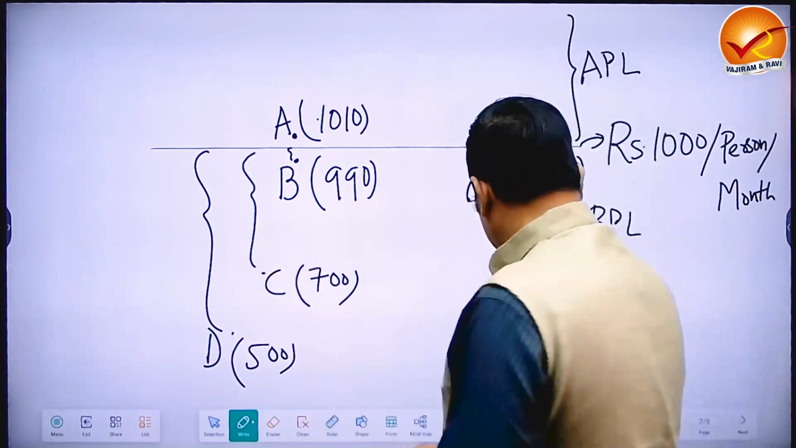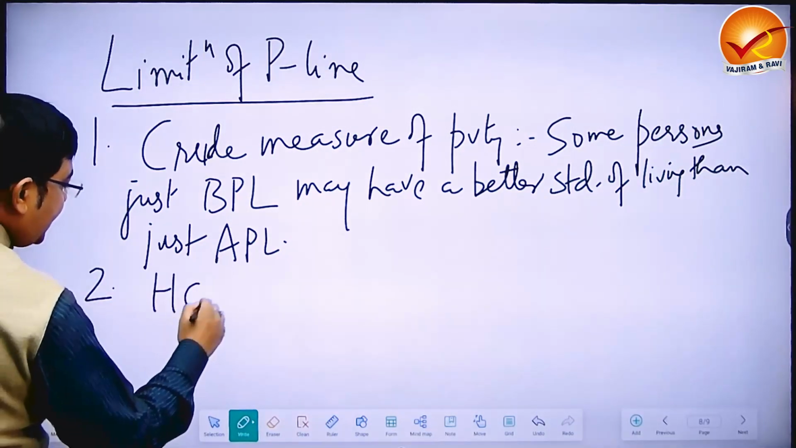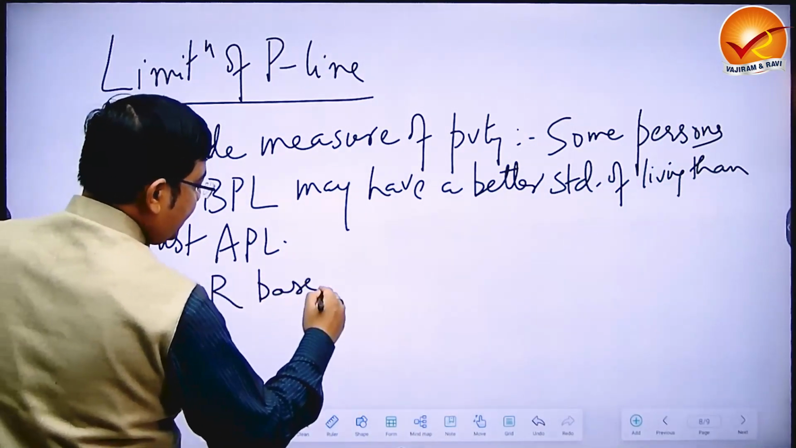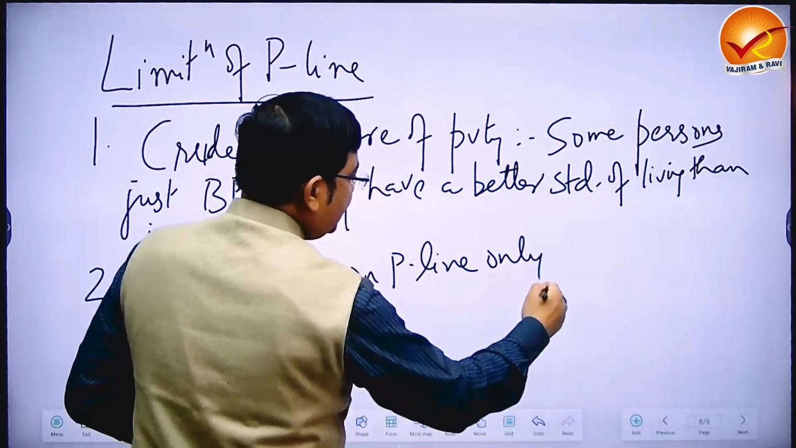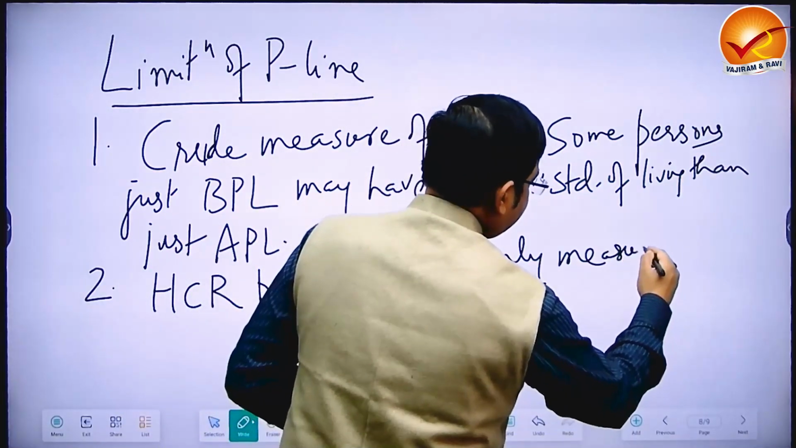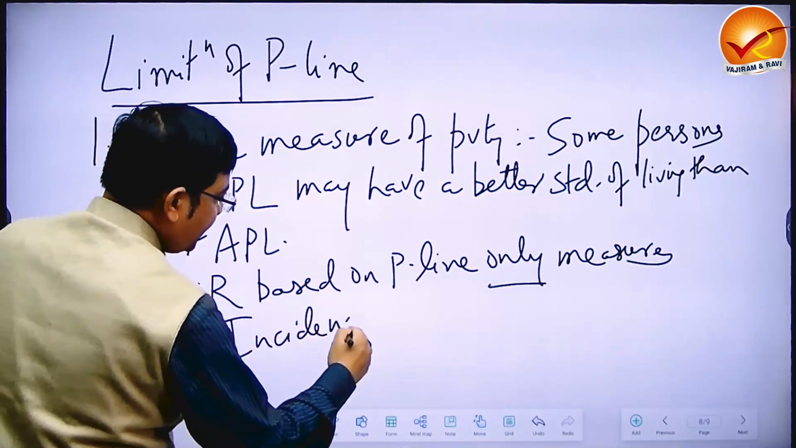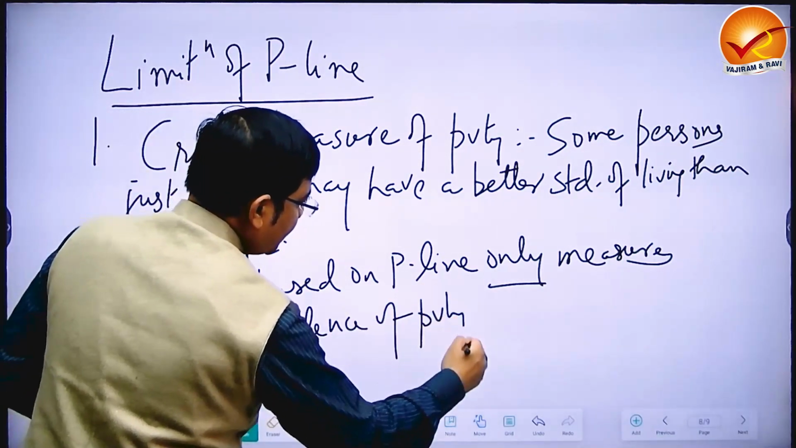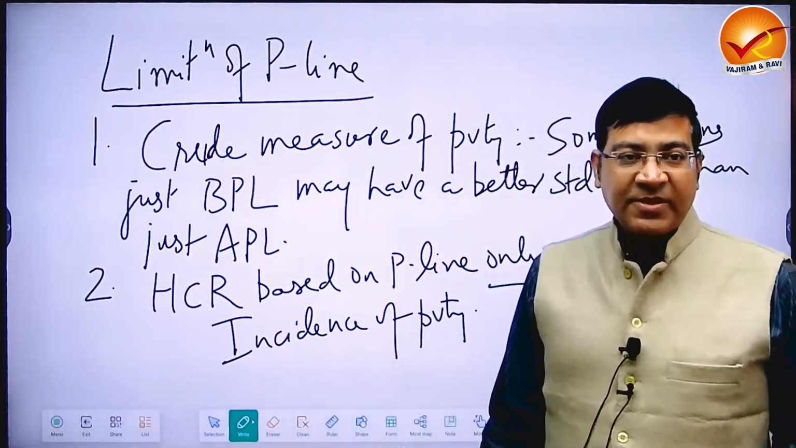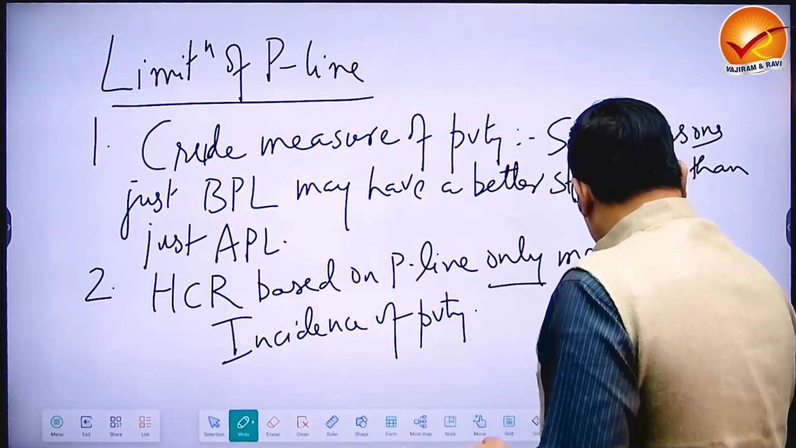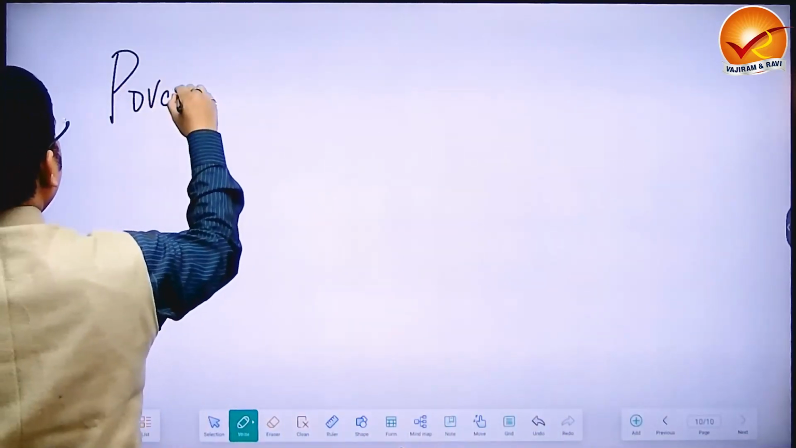So this is, if you wish to write, you can. The second limitation is that HCR, based on the poverty line, only measures the incidence of poverty. We have something which can be used to measure the intensity also, although there are many, but generally for GS purposes you have to be limited on this part.